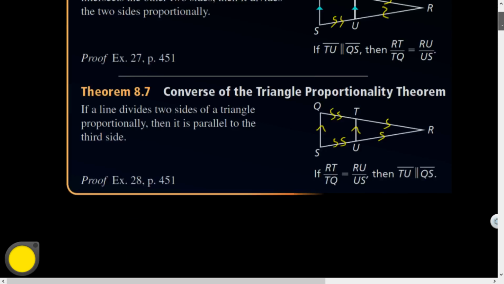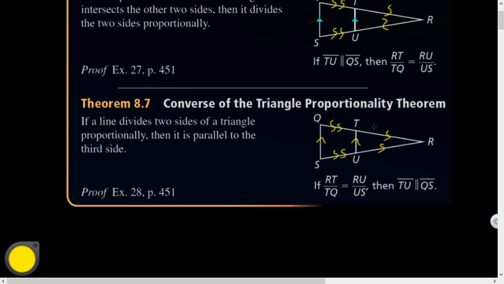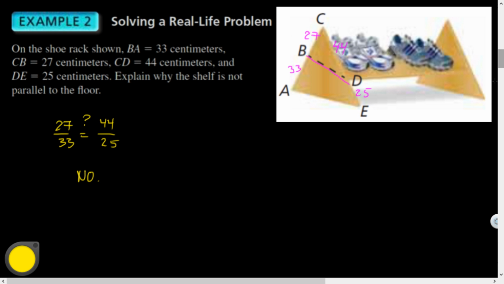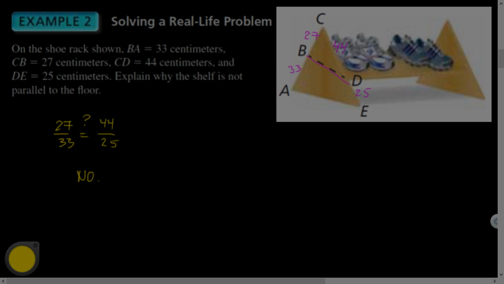The converse of the triangle proportionality theorem, right? Since those sides were not proportional to each other, those segments are definitely not parallel, right? Seems to make sense? Good. Let's keep rolling here. Today's lesson, not that bad, I don't think. Not that bad.